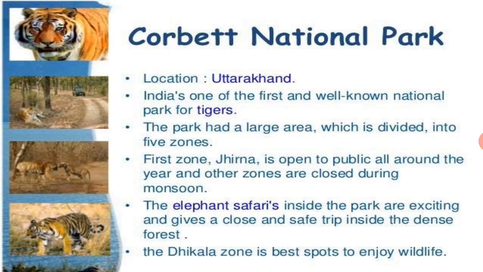Some national parks we shortly discuss. Corbett National Park, location Uttarakhand, India, one of the first well-known national parks for tiger, and some projects are also going on, Save Tiger or Project Tiger. The park has a large area which is divided into 5 zones. The first zone is Jhirna, open to the public all around the year, and the other zones are closed during the monsoon, other seasons open. The elephant safari inside the park gives a close and safe trip in the dense forest. The Dhikala zone is the best spot for enjoying the wildlife.